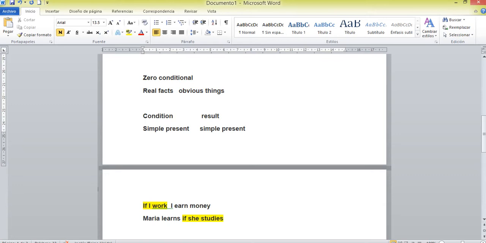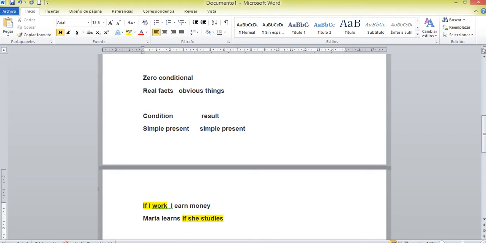Give me one moment, please. Okay. Good, excellent. So in this case, guys, the condition is in simple present, the result is in simple present.